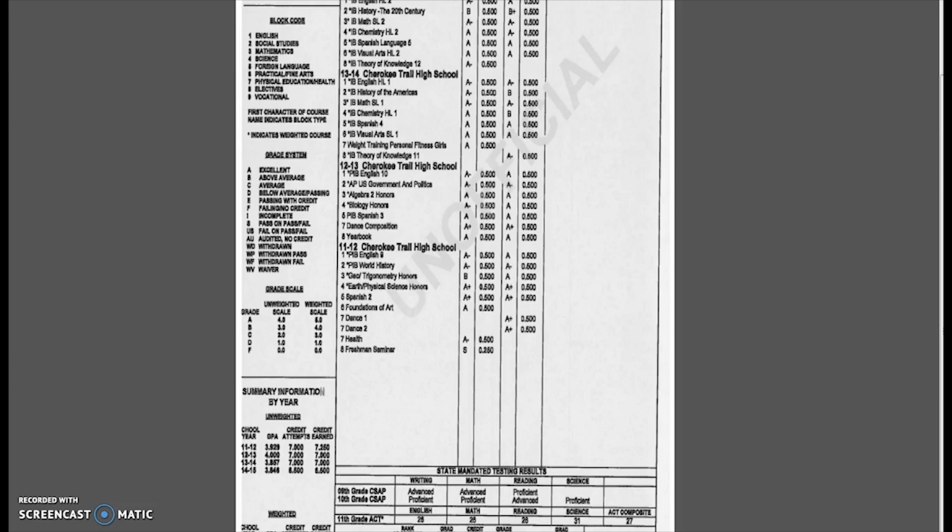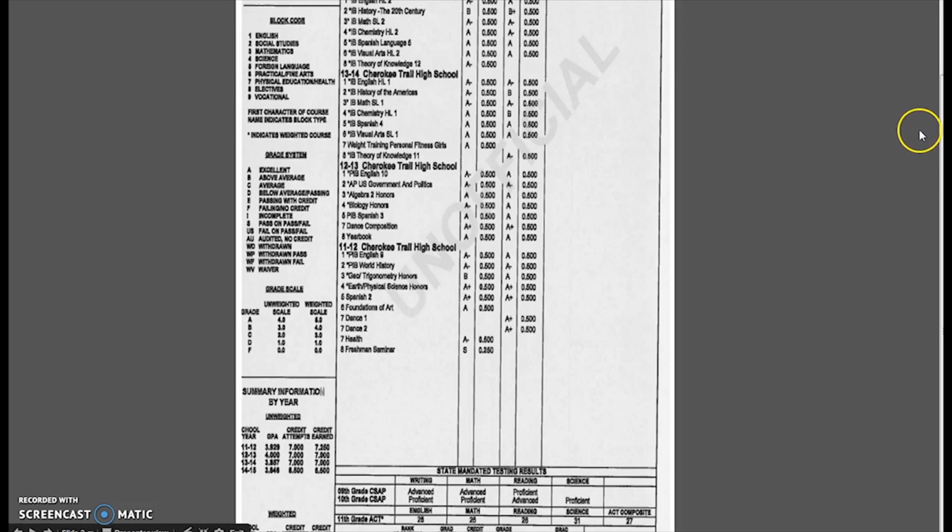On the screen is a sample transcript. You should have received your own transcript, and we encourage you to make sure you have all of the graduation requirements needed as you are choosing your courses for senior year. As a reminder, you must sign up for a minimum of 5 credits. That includes the required 4 core courses that you must take as a senior at Cherokee Trail.